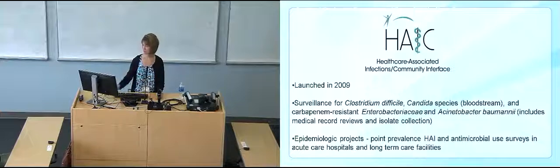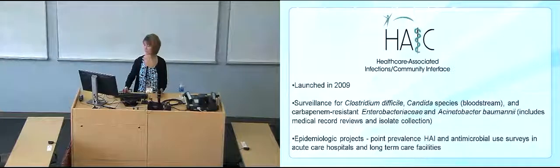It includes surveillance for these organisms: Clostridium difficile, Candida, carbapenem-resistant Enterobacteriaceae, or CRE, and Acinetobacter baumannii. And again, we're collecting information from medical records, looking at epi information, and trying to collect the isolate as well, so we can pair that epi and the lab information. The other thing that HAI does are these epi projects. They do several kinds of point prevalence surveys, and they look at antimicrobial use, both in hospitals, and more, they're looking at these issues in nursing homes or long-term care facilities.